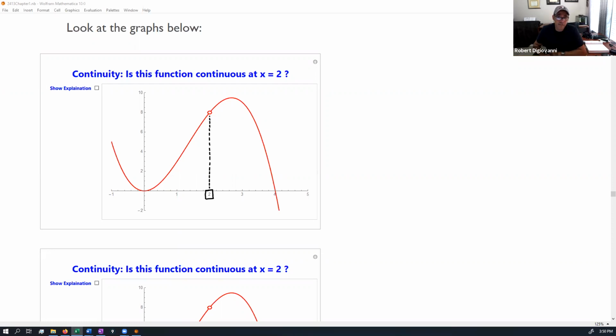You ready? Okay. Does the limit as x approaches 2 of this function exist from the left-hand side?